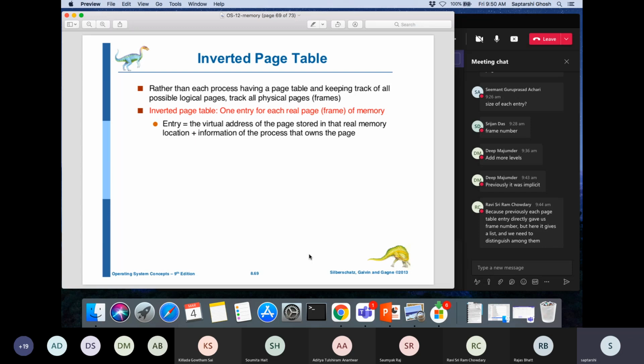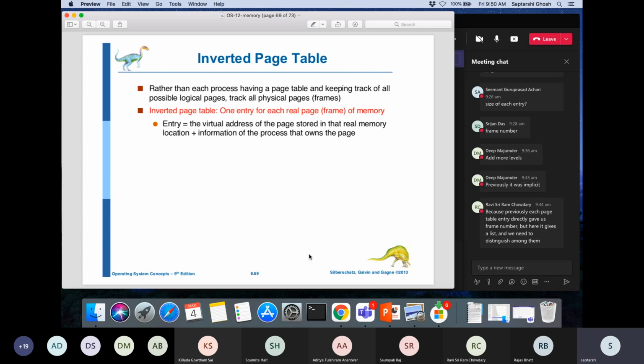Until now we were saying that from the logical address space we will go to the physical address space, and each process has its own page table and so on. Now we are inverting the situation, and we will store just one page table system-wide. It will be called an inverted page table, and it will have one entry for every frame in the memory. The entry will be the virtual address of the page. Till now, in the page tables, we always stored physical addresses, actual frame numbers, starting addresses of frames. But now we will store the virtual address.